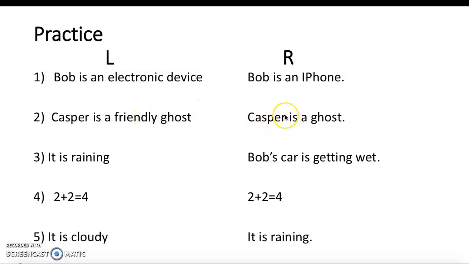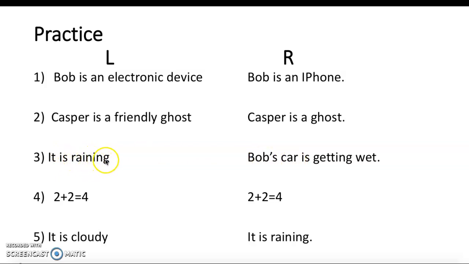However, there is no entailment going from right to left. In other words, if Casper is a ghost, it does not entail that Casper is a friendly ghost. It's possible that Casper could be an evil ghost of sorts. There is no entailment going from left to right or from right to left in number 3.